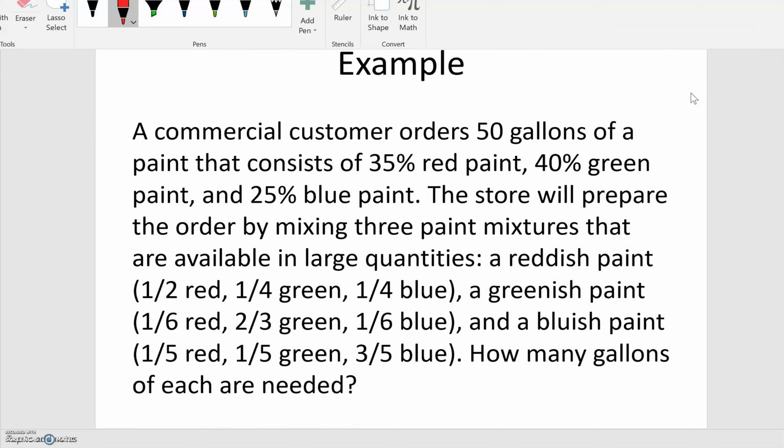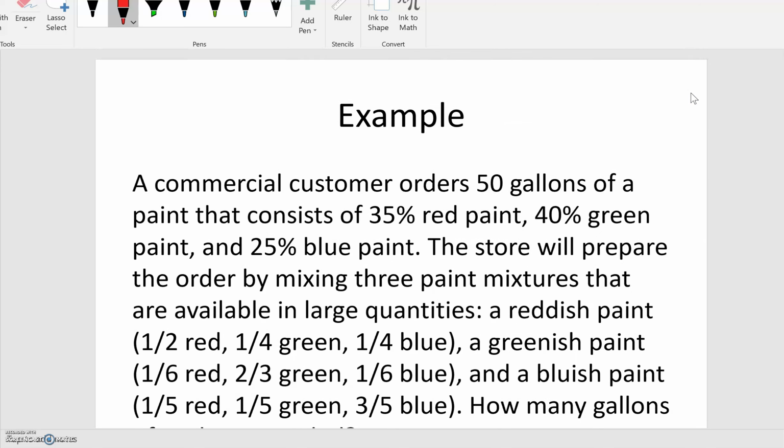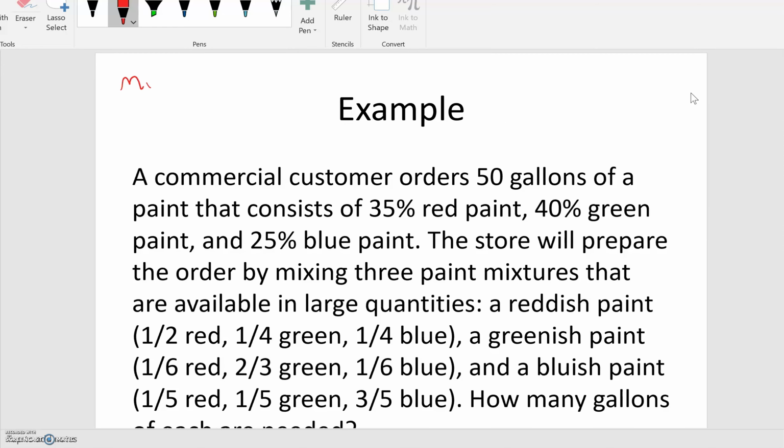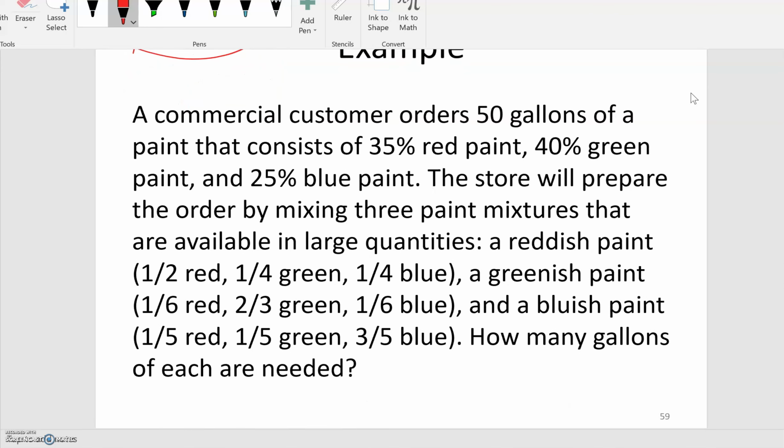So these types of problems are confusing to people because they are a mixture of mixture problems. Mixture of mixture problems. And you do have problems like this in the homework, so make sure you watch this example to help you with the homework. Okay?